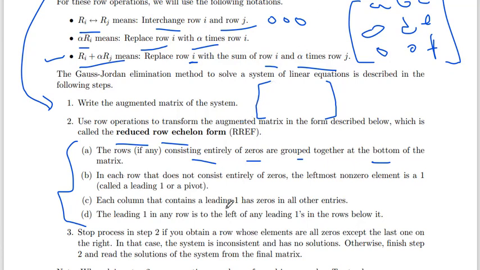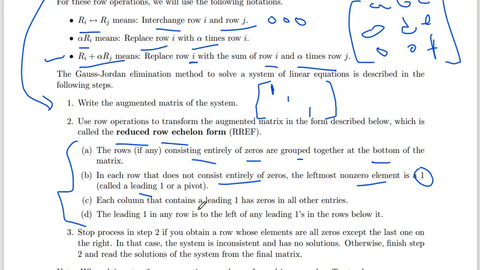Now what is the second? In each row that does not consist entirely of 0s, the leftmost non-zero element is a 1. It's called the leading one. In each row, the leftmost non-zero entry is a 1. Okay, so this is fine.